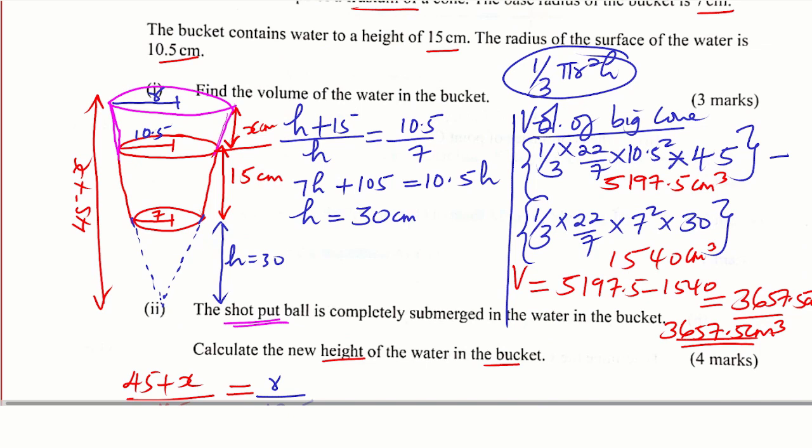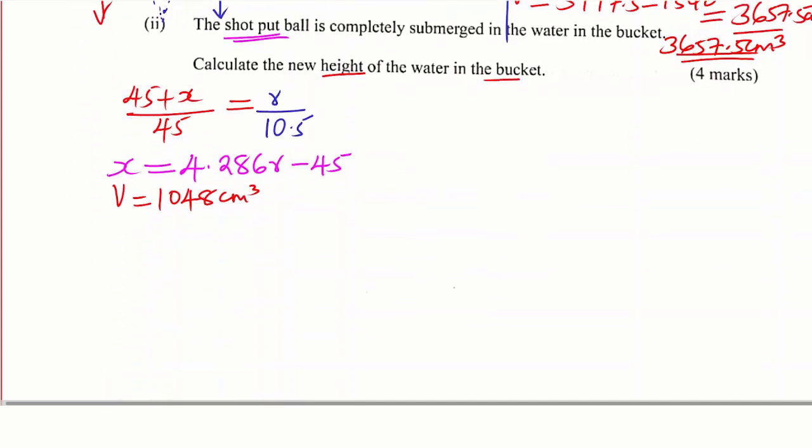We are going to get the volume of the bigger cone with the height 45 plus x and the radius r, and subtract the volume of the cone with the radius 10.5. We shall remain with the volume that is represented by that rise x, and that volume is actually the volume of the shot put ball. So we do that.